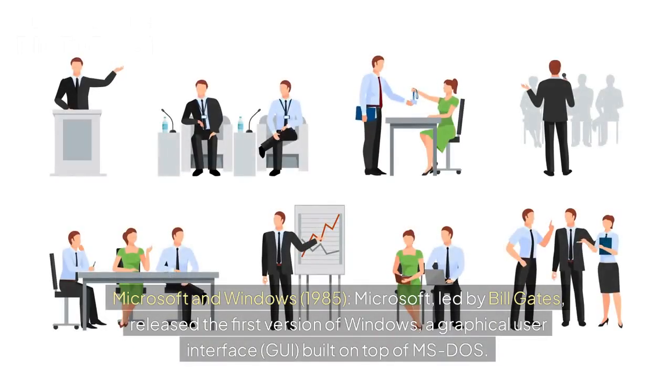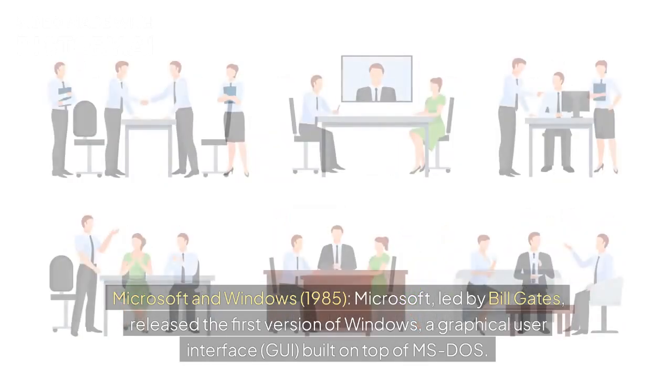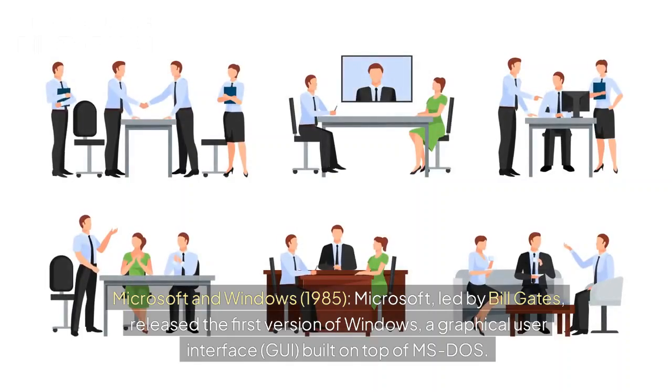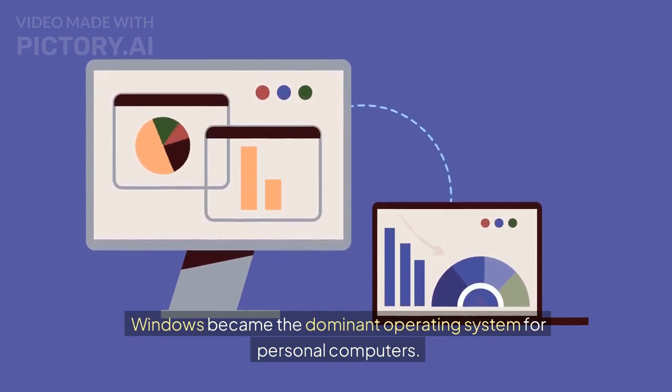Microsoft and Windows, 1985. Microsoft, led by Bill Gates, released the first version of Windows, a graphical user interface, GUI, built on top of MS-DOS. Windows became the dominant operating system for personal computers.